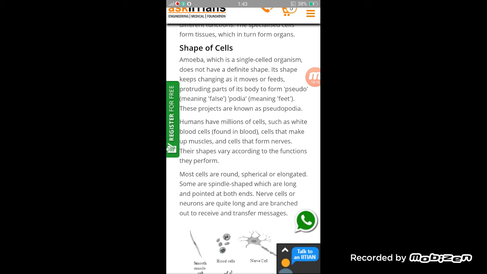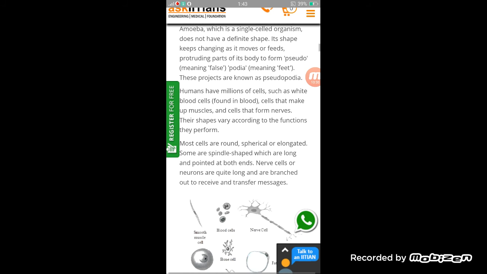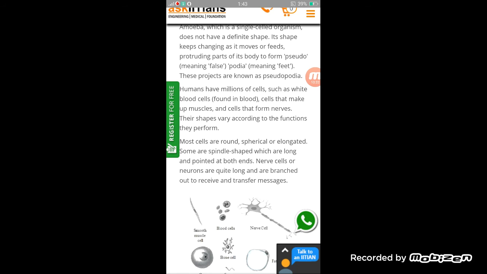Yes, so amoeba is a single-celled organism and it does not have a definite shape, as in 7th class we have studied in our NCERT book. Its shape keeps on changing as it moves or feeds, protruding parts of its body to form pseudopodia, meaning false feet. It was also given in the 7th class book. These projections are called pseudopodia.